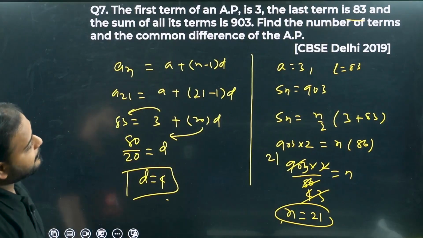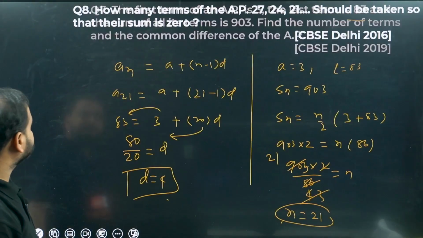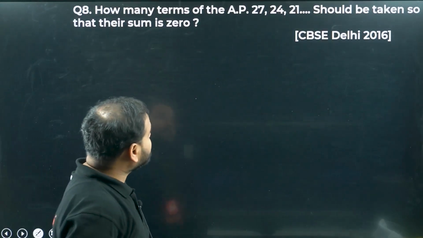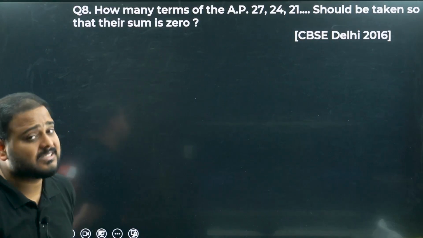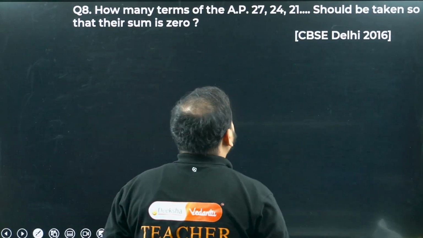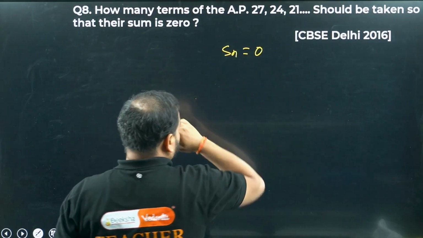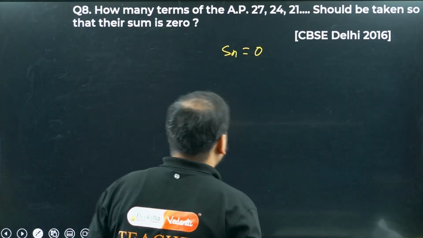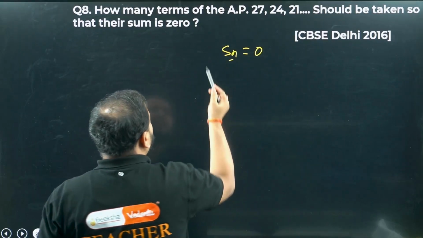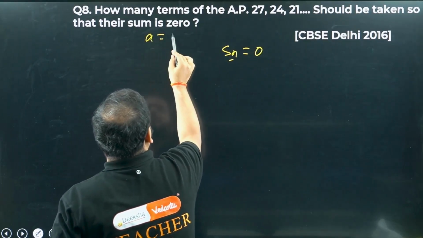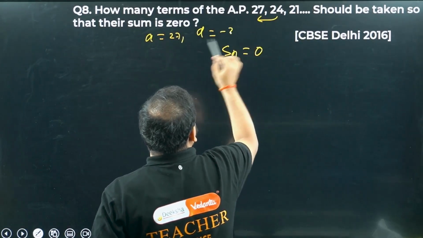Moving on. Again a PYQ asked in CBSE Delhi paper 19. Okay? Please check. How many terms of the AP 27, 24, 21 should be taken so that their sum is 0? Means Sn is given as 0. Chaliye, let's see. So Sn is 0 means what? First identify your first term. First term is 27. Common difference is what? 24 minus 27, so minus 3.